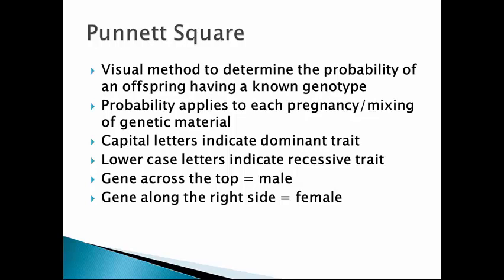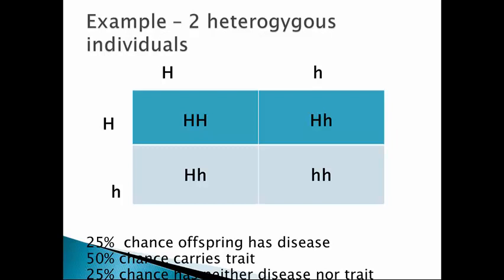So when you look at a Punnett square, the capital letters indicate the dominant trait. Let me go to one. The capital letters indicate a dominant trait. The lowercase letters indicate the recessive trait. So small h, big H, uppercase. This would be dominant. This would be recessive. Generally, the way we use these is the male is across the top, the female is across the side. Oh, and I say gene along the right side. I'm so sorry, that's the left side. I will make sure that is changed.